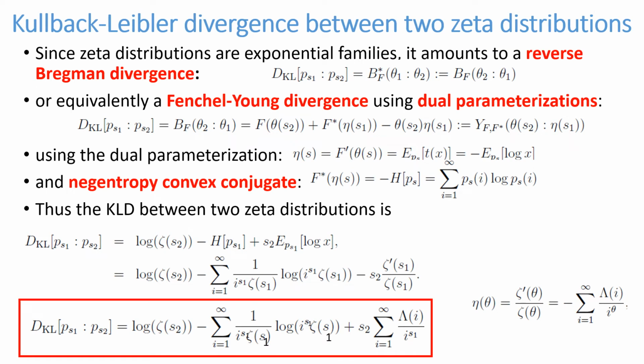We can also use the property that the Kullback-Leibler divergence between two densities of an exponential family amounts to a reverse Bregman divergence for the log normalizer of the zeta distributions to express the Kullback-Leibler divergence between two zeta distributions. Furthermore, by using both the natural parameter and the dual moment parameter, we can express the Bregman divergence as a so-called Fenchel-Young divergence. Therefore, we obtain the following expression of the KLD between two zeta distributions, where I use here the von Mangoldt function lambda.